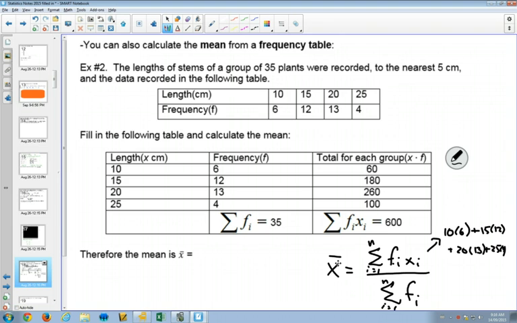On the bottom, it's just saying add up all your frequencies. Your first frequency is 6, then 12, then 13, then 4. So you have 35 in total. So this whole thing would get divided by 35. And if you took 600 and divided it by 35, you would get approximately, and again, because these are rounded values already, to 3 sig figs 17.1.